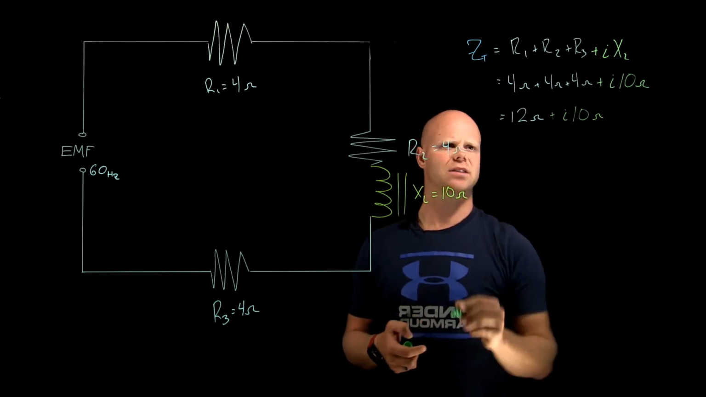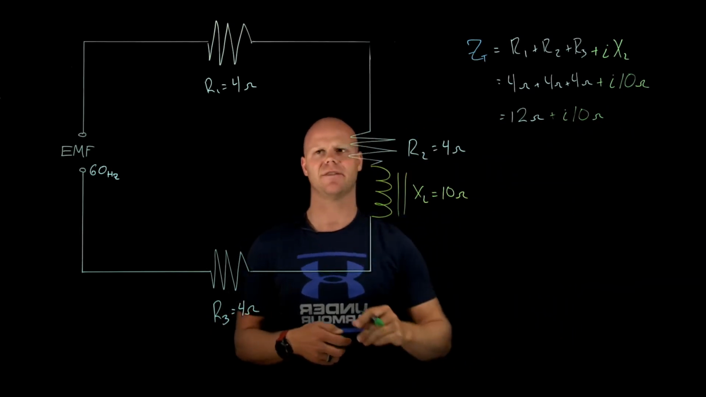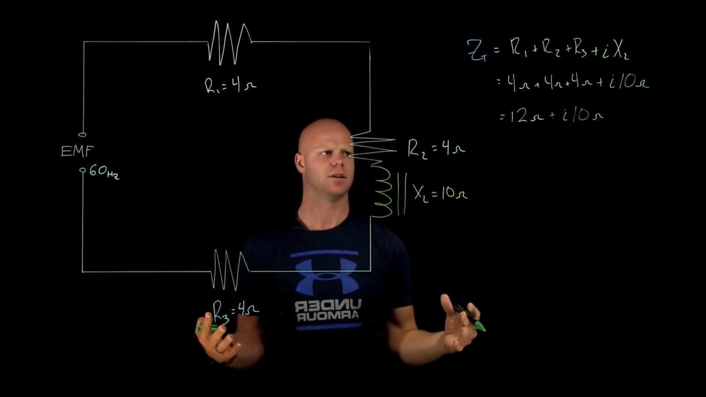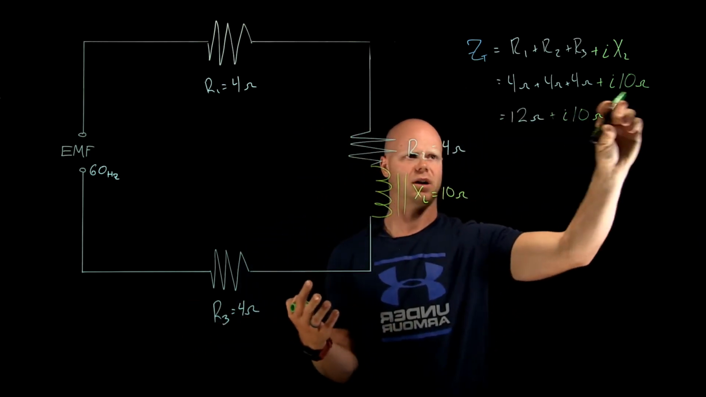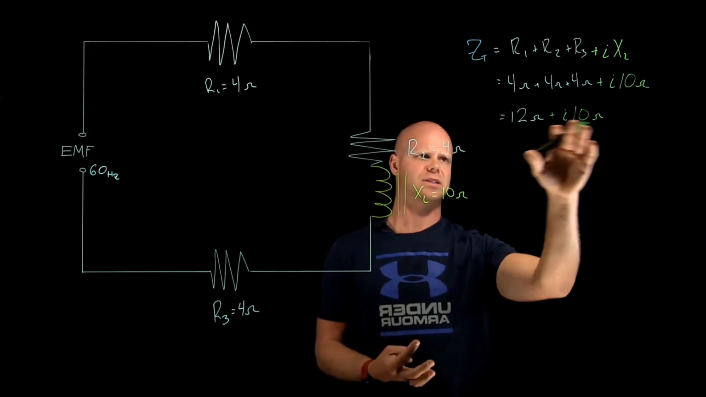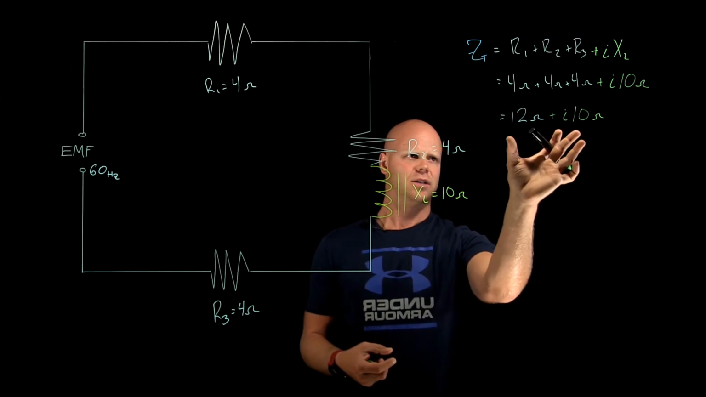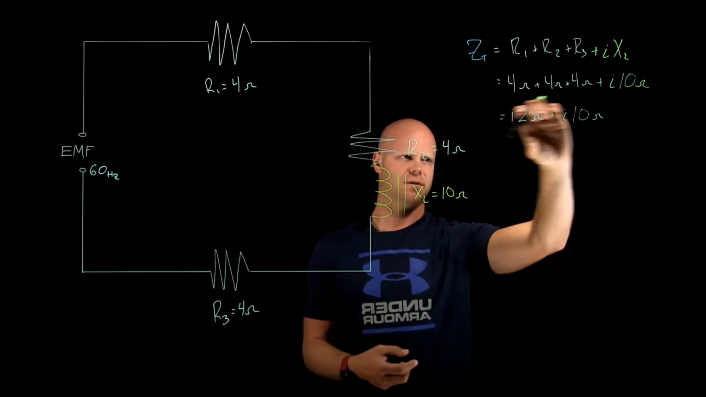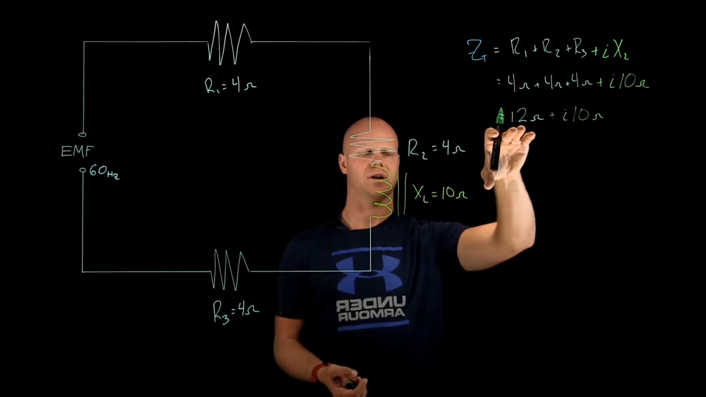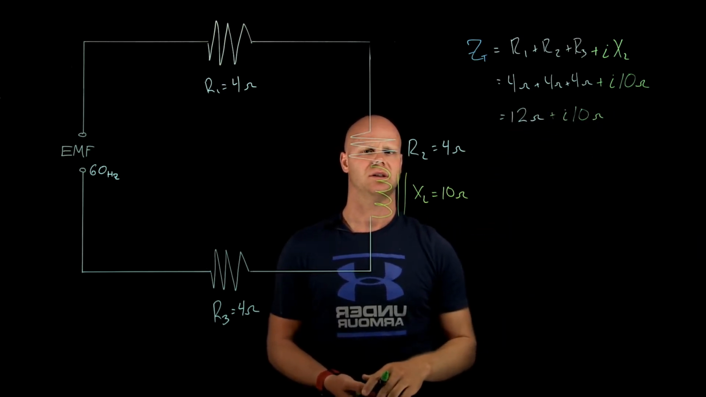Now, if you were asked for the rectangular coordinates of this, you would leave that there. This is not an improper way to say the total impedance: 12 ohms plus j at 10 ohms. There's nothing wrong with that. That's a perfectly viable statement. You know you have 12 ohms in phase and 10 ohms out of phase.